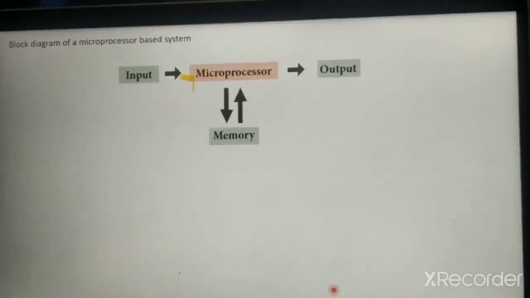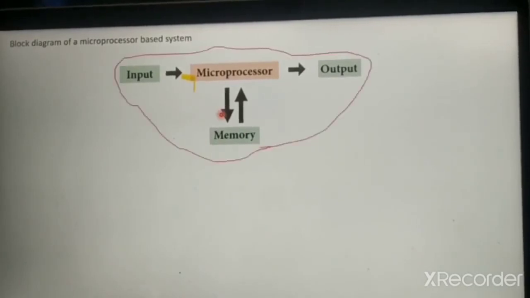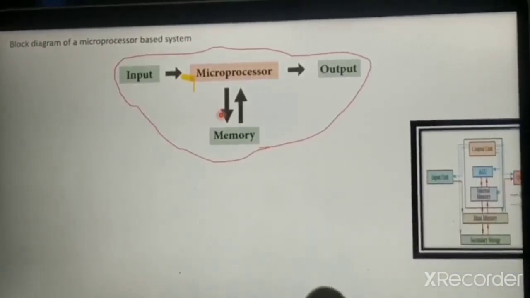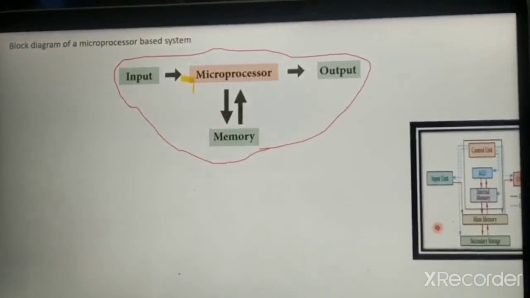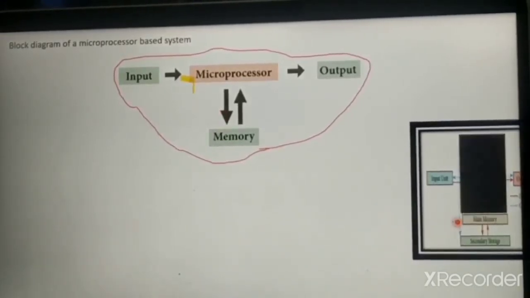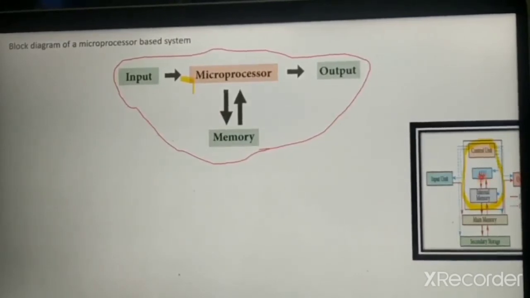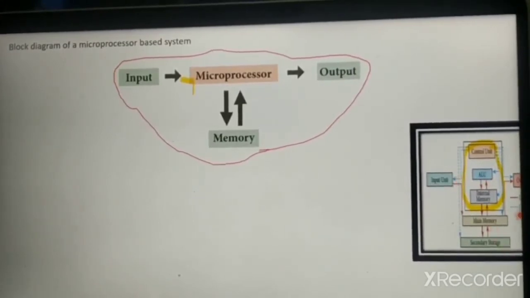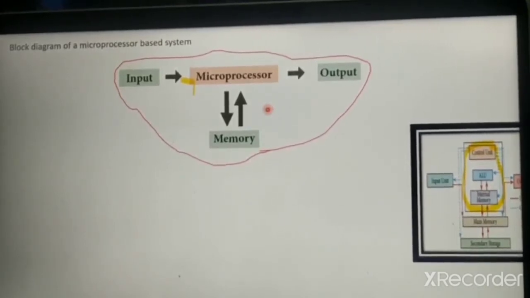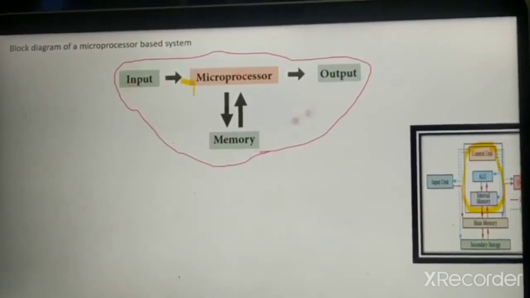Next, we can see the block diagram of a microprocessor based system. This is a simple block diagram for a microprocessor based system. It looks just like the architecture of the computer that we have already seen in the first chapter. This architecture contains the processor, which is connected with all other computing devices like the input unit, secondary storage and output unit. Our block diagram of the microprocessor based system also looks like the same architecture diagram. Here the microprocessor is connected with all other devices like the input unit, memory unit and output devices.